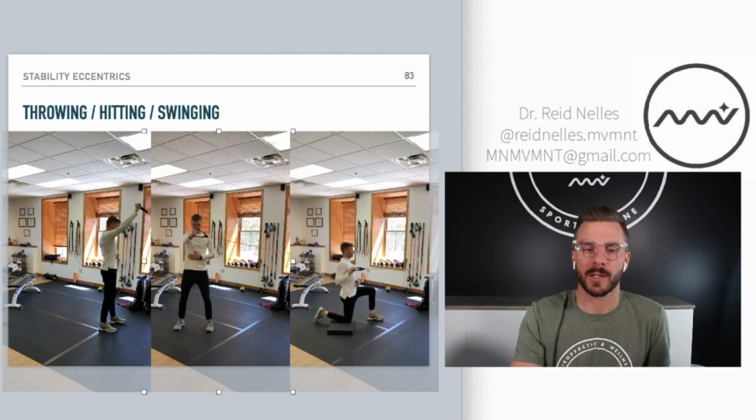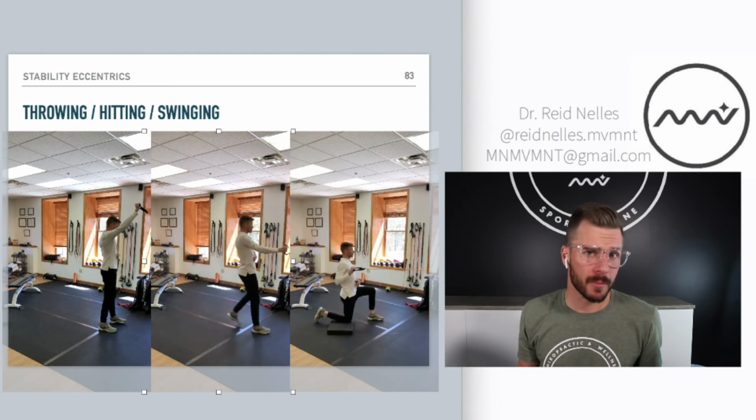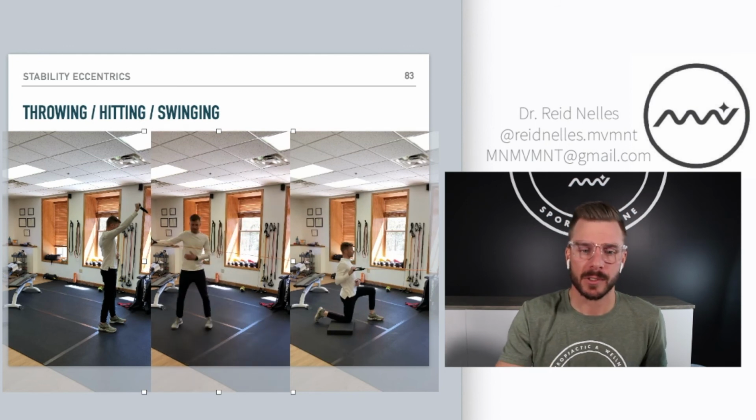And then, of course, we can go to our concentric, maybe like a bicep curl or something, right? Because why not do more bicep curls?